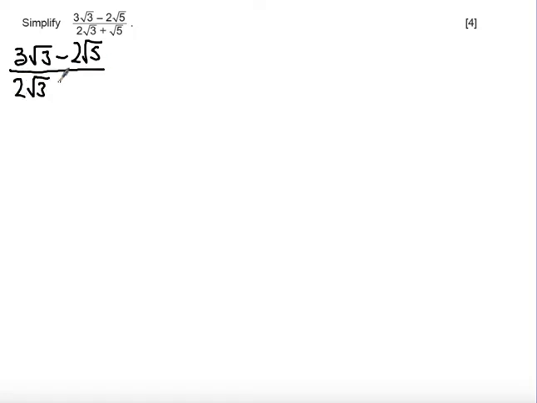In order to rationalise it, we are going to multiply the numerator and the denominator by the conjugate of the denominator. So that is the denominator rewritten such that the sign in the middle has been reversed. So instead of 2 root 3 plus root 5, we're going to have 2 root 3 minus root 5. And that's going to be multiplying both the top and the bottom.